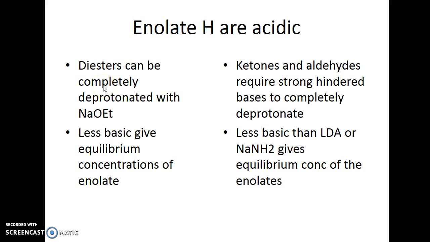If I look at a diester, a dicarbonyl, where you have a proton that is alpha to two carbonyls, we can completely deprotonate with sodium ethoxide. If we go with something less basic than sodium ethoxide, or with ketones and aldehydes, if we use something less basic than LDA, what happens? We get equilibrium concentrations, not only of the enolate, but we also will have some diester or some ketone and aldehyde remaining behind.